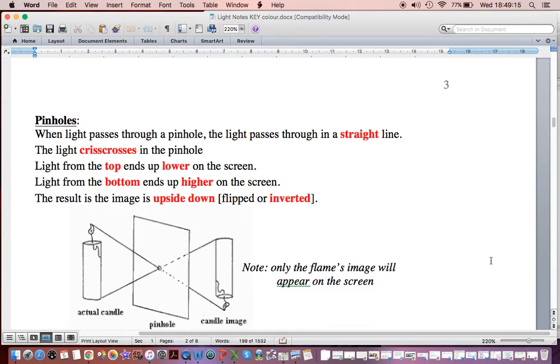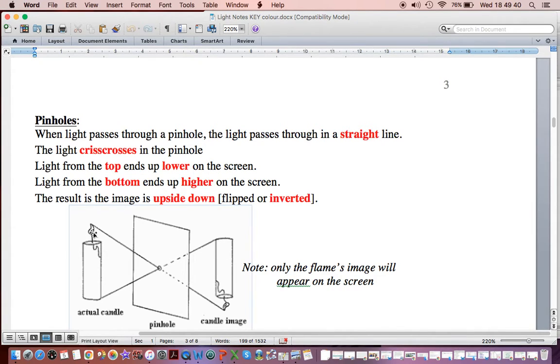The other part of A was all about pinhole images. More evidence that light passes through things like air in a straight line. In the pinhole, the light crisscrosses, and anytime light crisscrosses, bottom becomes top, top becomes bottom, and yes, you have to fill in all these terms. And the image is upside down, and often we say inverted.